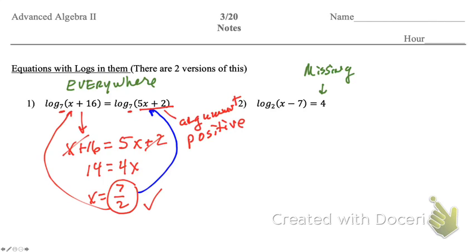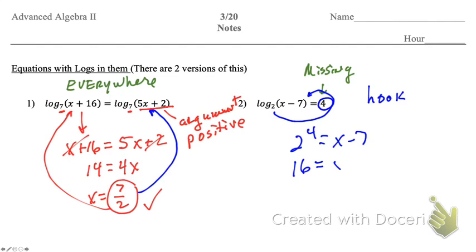Now if we are missing a log somewhere in the problem, anywhere in the problem, then we will not do it like number 1. We will do one of two things. You can either do the hook like I do, or you can do Mr. Patterson's slide method. Either way, we will end up with 2 to the 4th power equals x minus 7. 2 to the 4th power is 16. Add our 7, and we get an answer of 23.